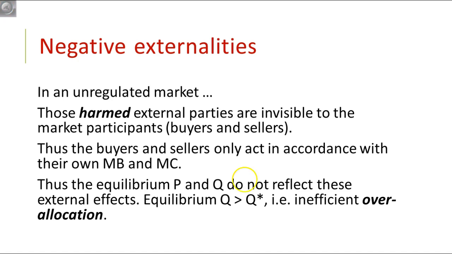And as a result of that, the equilibrium quantity bought and sold will be greater than what is in fact the socially optimal quantity. That is, there will be inefficient over-allocation of resources to the production and consumption of this good, greater than what is socially optimal, represented by the Q star.